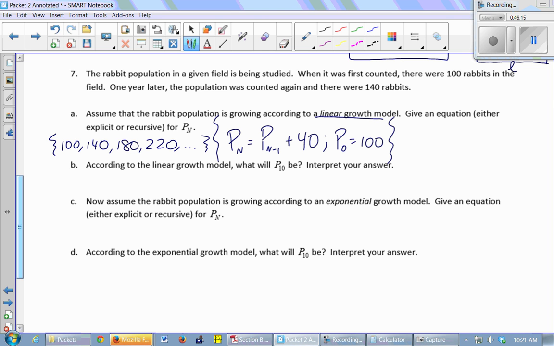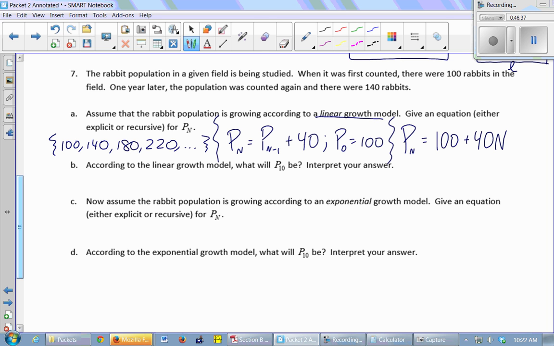Okay, and now for an explicit formula, I would say, well, Pn starts at 100, and I add 40 again and again and again, n times. So I start with 100, and I add 40 n times. So I wrote a recursive and an explicit formula.